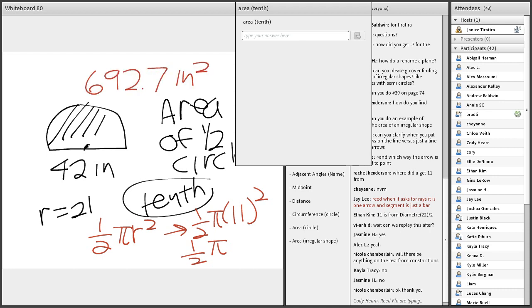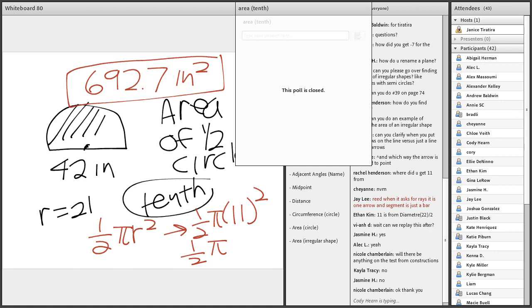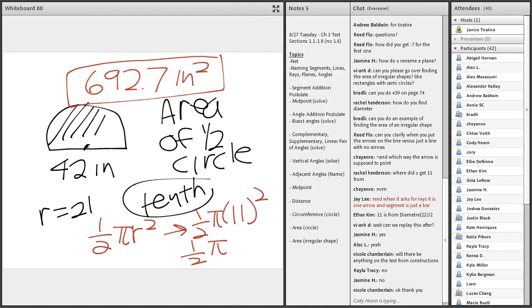It is 692.7 square inches. You do need your units, especially in Territoria's class. That's the final answer. So I'll show the work. 11 is the number, 21 is the number you have to use. Sorry, 21, not 42, 21. And that new number is humongous, 441.